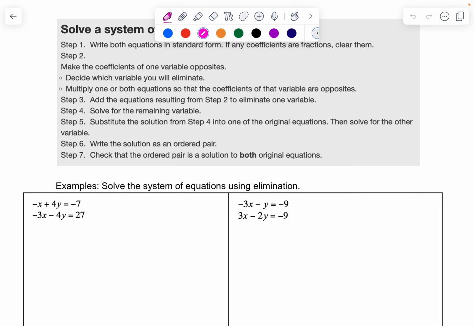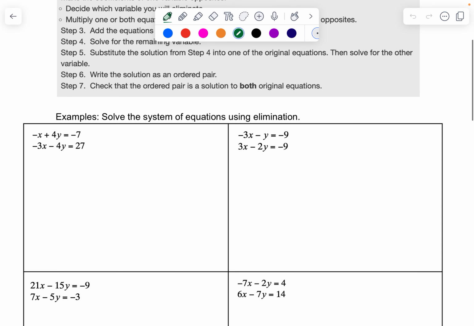Add the equations together. So really it's just like combine like terms. After step 3, you're only going to have one variable, either x or y. You'll solve for that variable and then plug it back in to solve for the other variable like we did when we were doing solving by substitution.